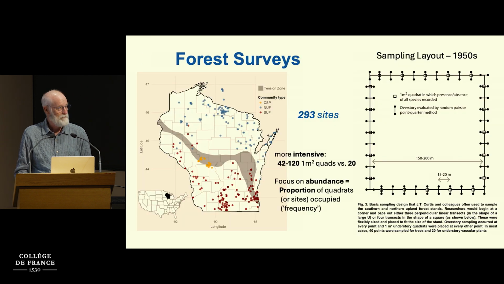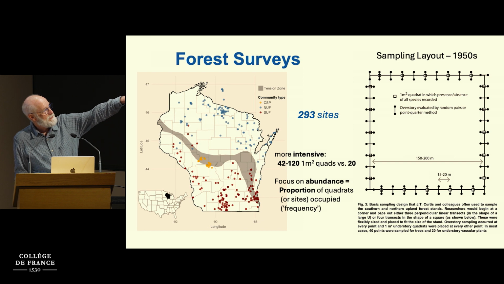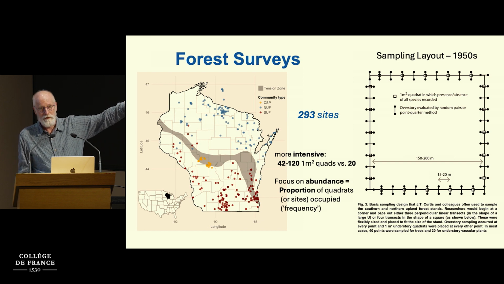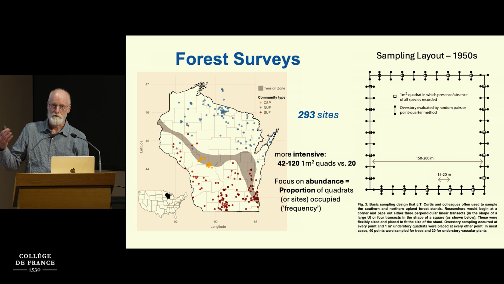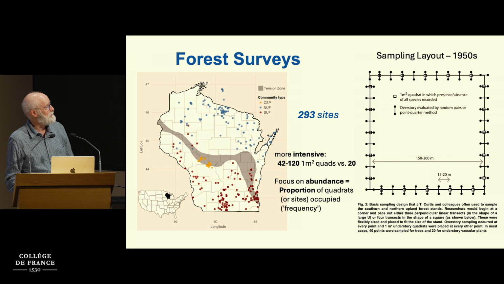And the sampling layout that they used in the 1950s involved an array of 1 meter square quadrats. And they used, unfortunately, only 20 of these. I consider that now a serious undersample. So when we revisited these sites in the 2000s, we used between 42 and 120 1 meter square quadrats at each site in order to sample more completely the vegetation that was there. This, of course, involves statistical corrections for making fair comparisons between the periods.